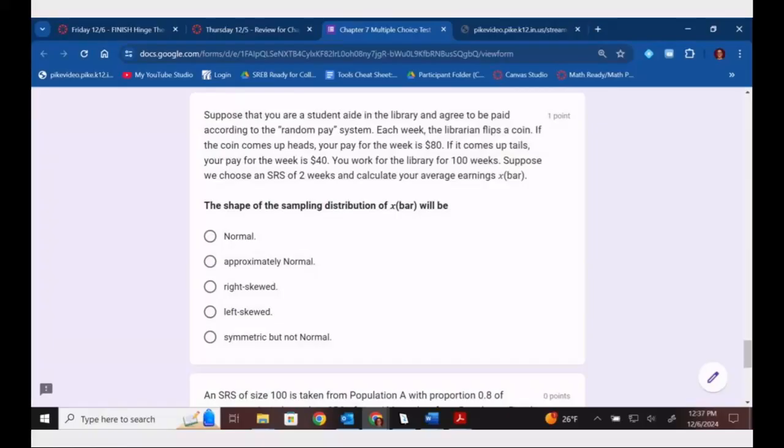Suppose we choose a simple random sample of 2 weeks and calculate your average earnings X bar. The shape of the sampling distribution of X bar will be... So we're flipping a coin, comes up heads or tails. You either get this or you get that. We're looking at random samples of just 2 weeks from a population of what? Population is 100.